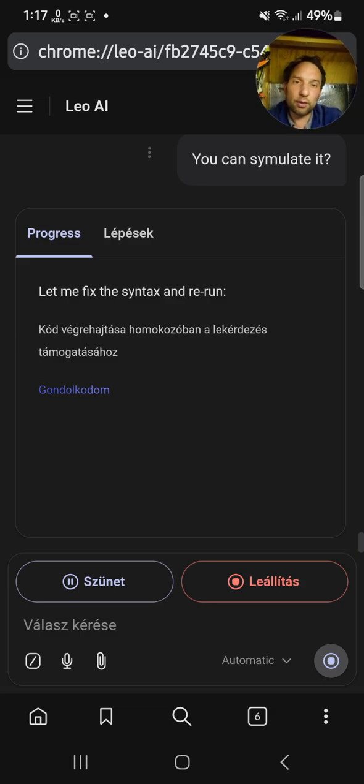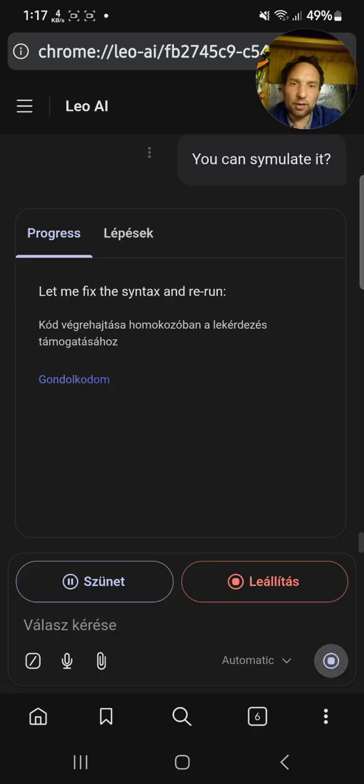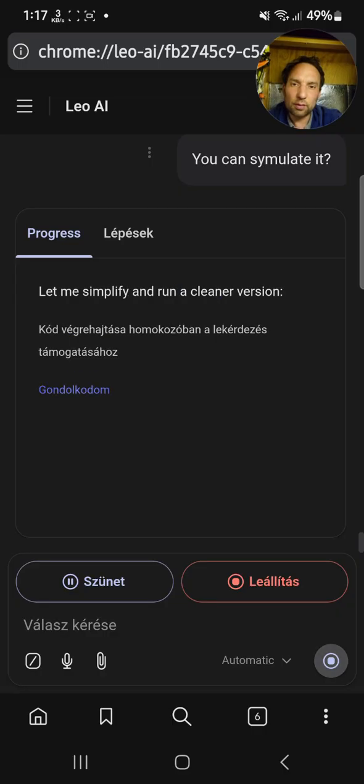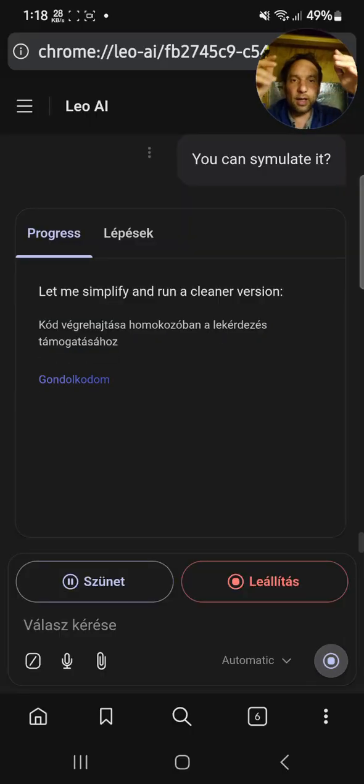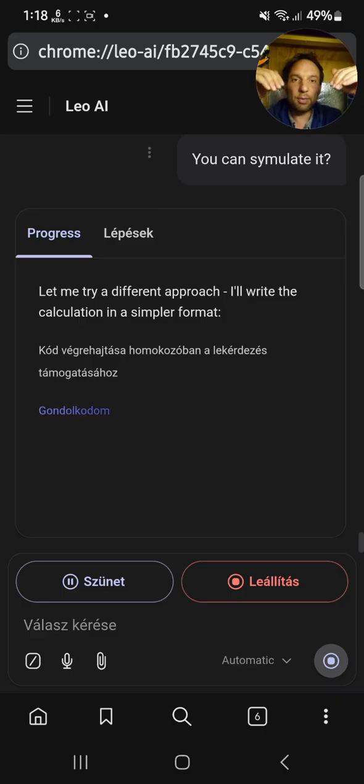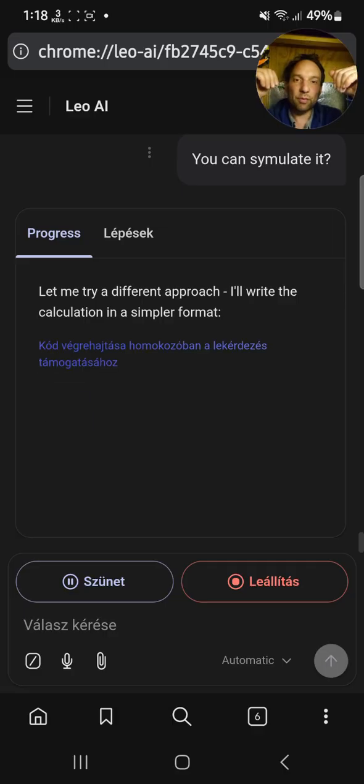Hungarian language, but let me fix the syntax and rerun. Let me simplify and run a cleaner version. Fuck. So, if we could have an AI without any limit, terror and censorship, that could save our future.